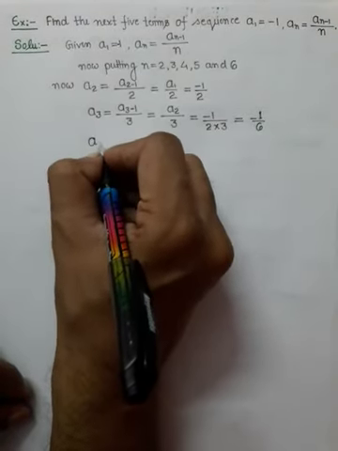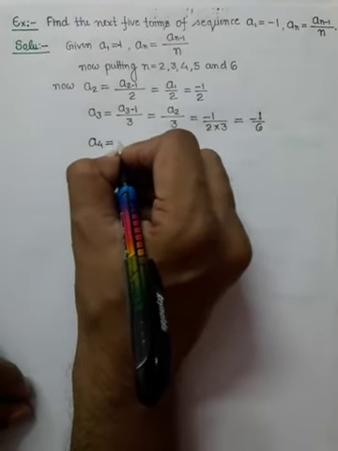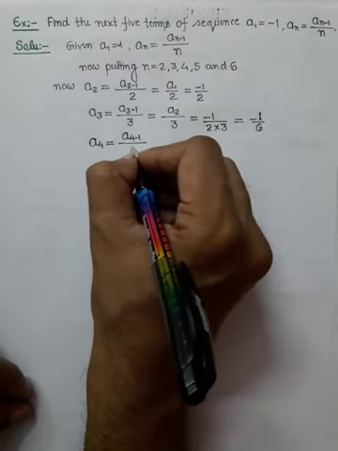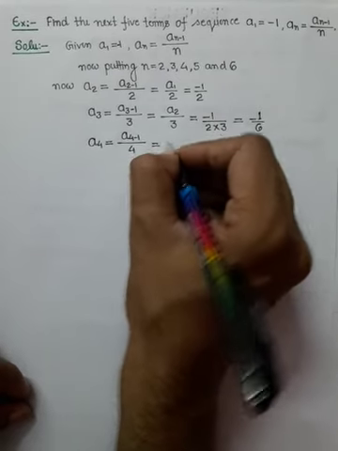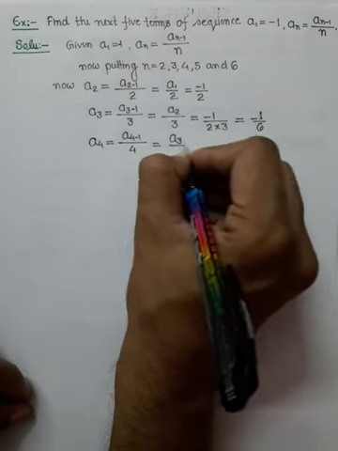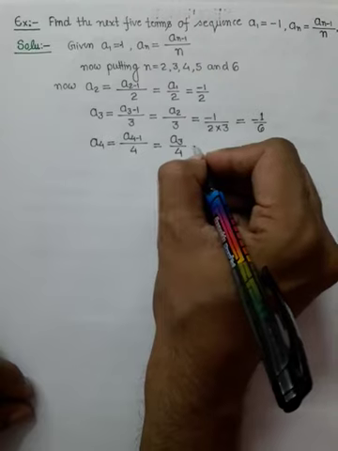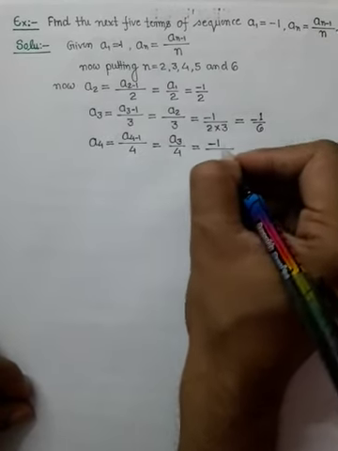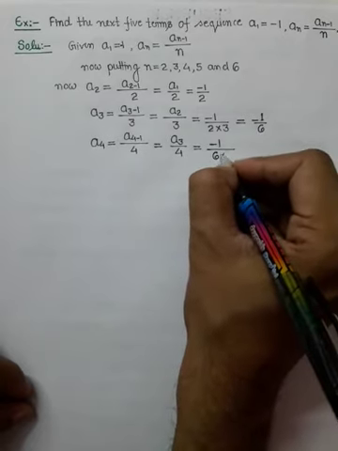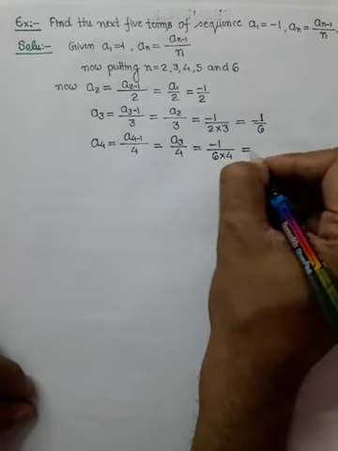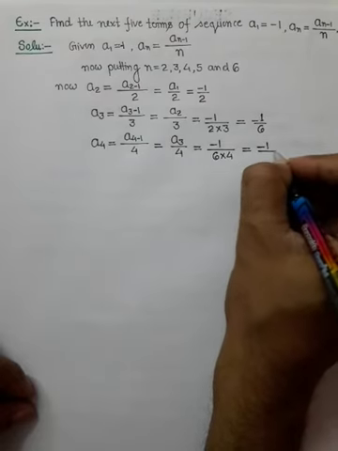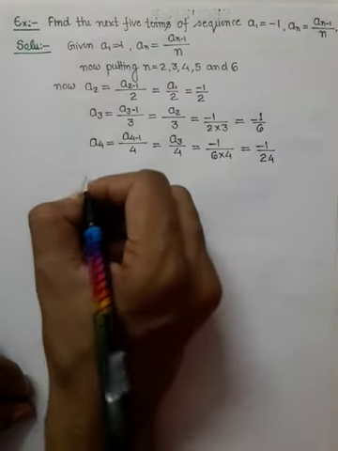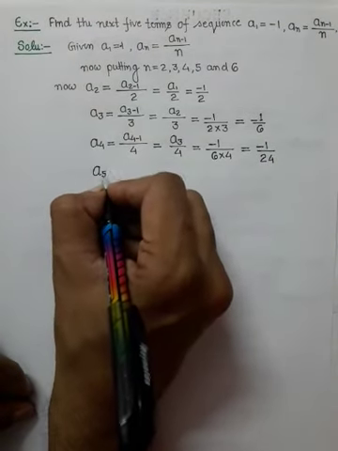Now for a4, it can be given as a4 is equal to a(4 minus 1) divided over 4. So this comes out a3 over 4. So the value of a3 is of course -1/6. So this is -1 over 6 into 4. So of course this value comes out minus of 1 over 24.